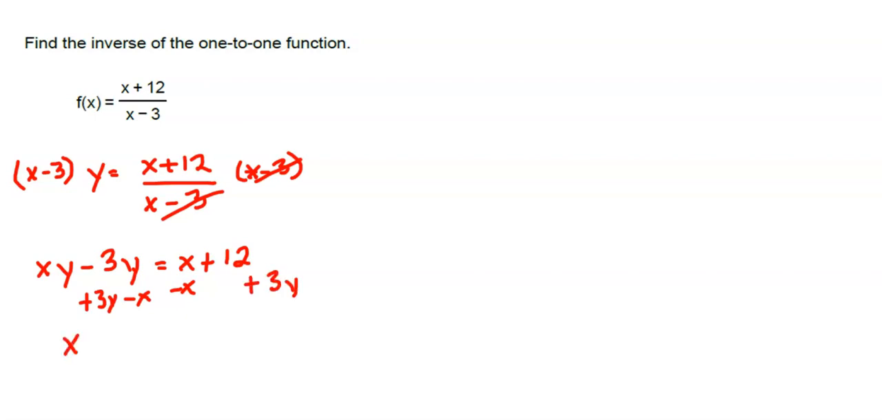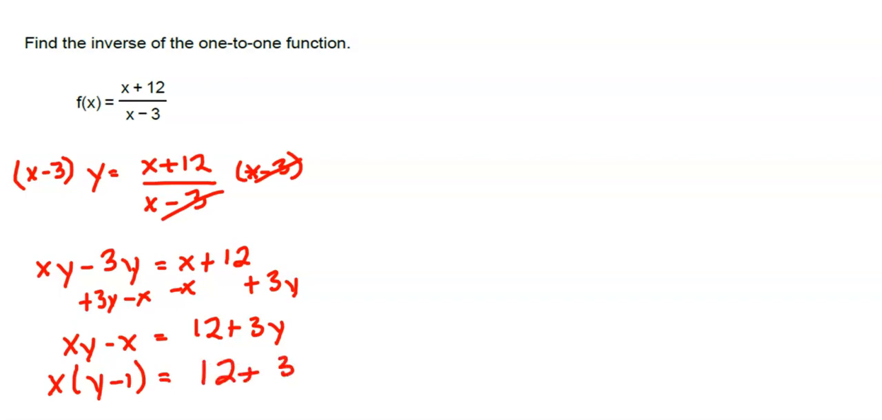So that means we have xy minus x equals 12 plus 3y. Let's factor the x out of the two terms on the left side. So that's x times y minus 1 equals 12 plus 3y. Now we'll divide both sides of the equation by the y minus 1, which gives us x equals 12 plus 3y over y minus 1.